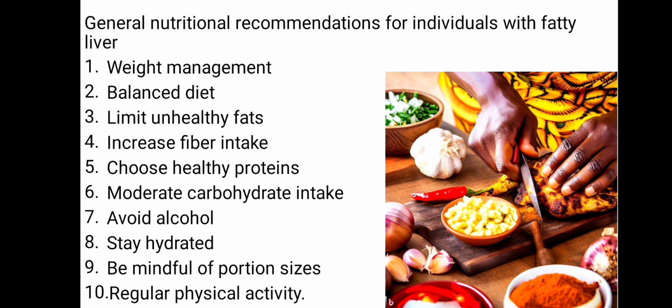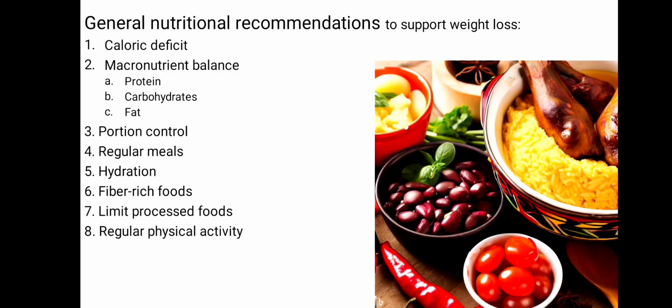Avoid alcohol. Stay hydrated. Drink enough water. And then you should go for portion sizes and have regular exercise. If you can work on these things, you'll be able to manage and even reverse fatty liver successfully over time.